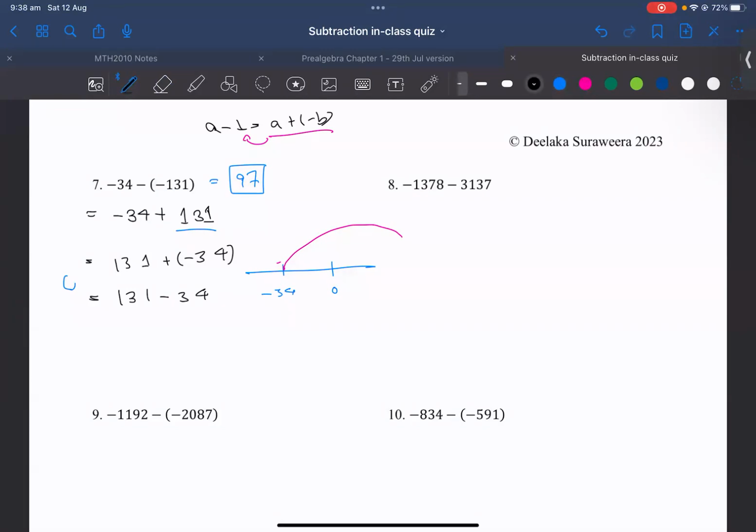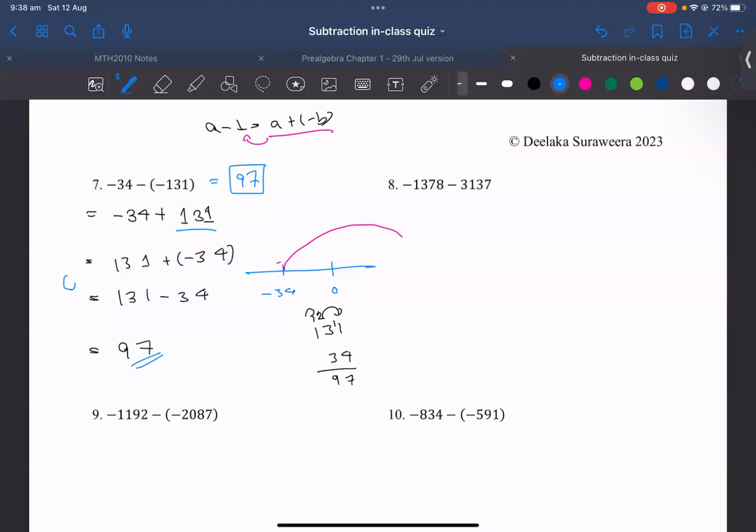And you do 131 minus 34. Subtraction: 1 minus 4, carry, bring 1 up. It's 11 minus 4, 7. Bring 1, 12 minus 3 is 9. So it's 97. Right? So does that make sense now?